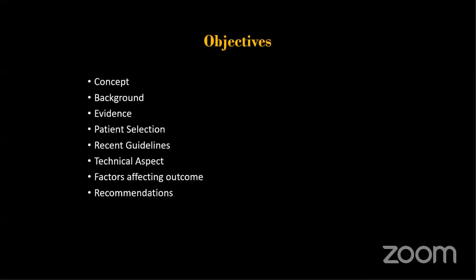My objective in this talk will be about the concept of mechanical thrombectomy in acute stroke: background, evidence, patient selection, then recent guidelines and technical aspects, then factors affecting the outcome of endovascular treatment, and finally some recommendations.